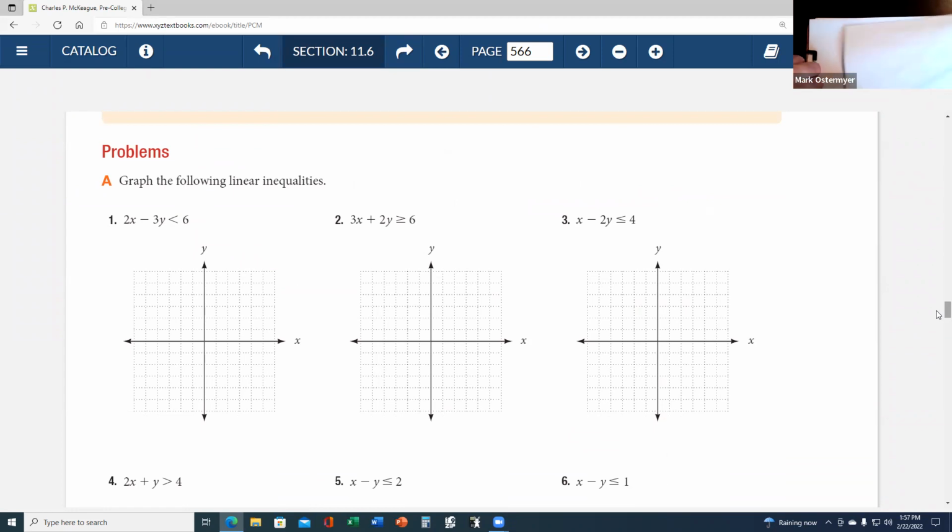Notice these are not equations in X and Y. These are inequalities in X and Y. No longer do we have the equal signs. We have the less than, or the greater than or equal to, or the less than or equal to, or the greater than. So these are called, in this section 11.6, linear inequalities in two variables.